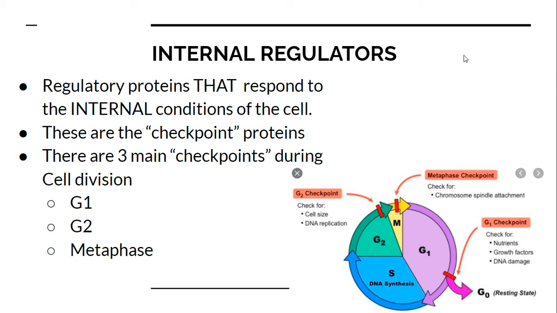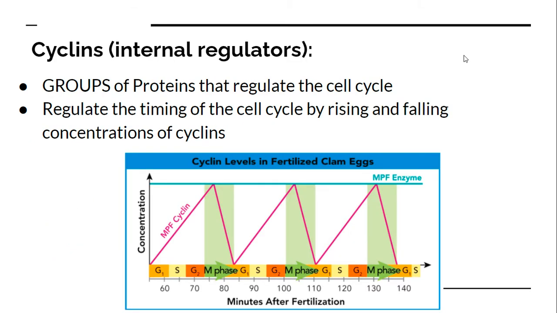And again, these internal regulators are checking these. So what are these actual internal regulators? They're called cyclins. These are groups of proteins that regulate the cell cycle. They regulate the timing that the cell cycle happens in by rising and falling concentrations of cyclins.